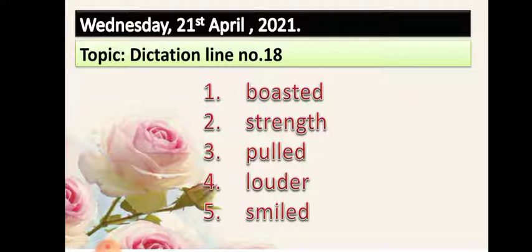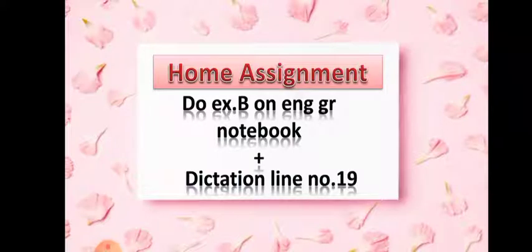Now it is the home assignment for you. You will do exercise B on the English grammar notebook, because it is the work of Junior English, and we are doing the work of Junior English on the English grammar notebook. Students, don't forget to do the work on the English grammar notebook. By mistake, sometimes you have done your work on the English literature notebook, so be careful. You will do your work on the English grammar notebook and you will learn dictation line number 19.